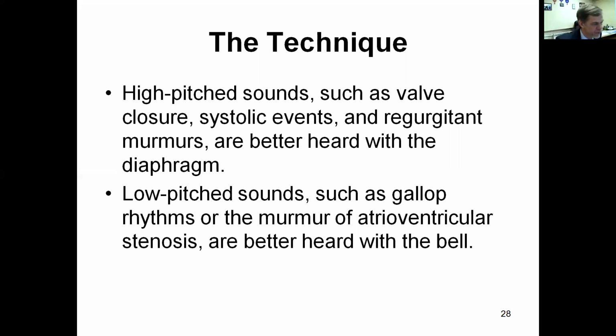Okay, next, now we know what we can hear in the heart. Now we should discuss how we can hear this. We should talk about the technique of examination of the heart. You know that in a phonendoscope, usually we have a bell and diaphragm. It's considered that high-pitched sounds like valve closure or heart sounds, regurgitant murmurs are better heard with the diaphragm. Low-pitched sounds, gallop rhythm, murmur of atrioventricular stenosis are better heard with the bell. But don't worry, if you have diaphragms on both sides, the sounds will be the same intensity.